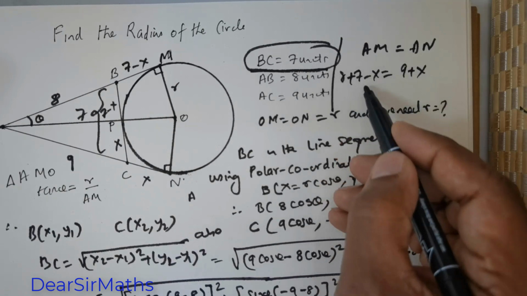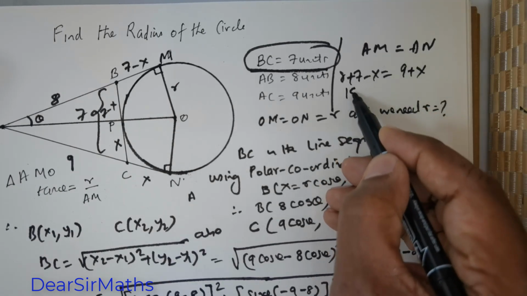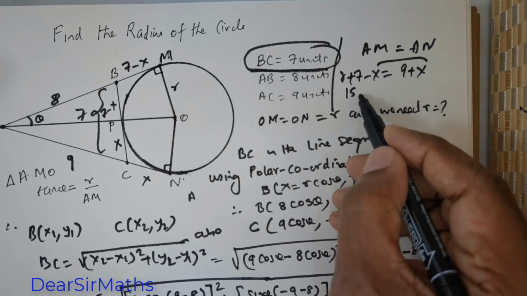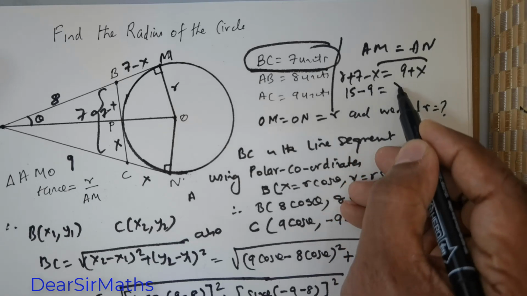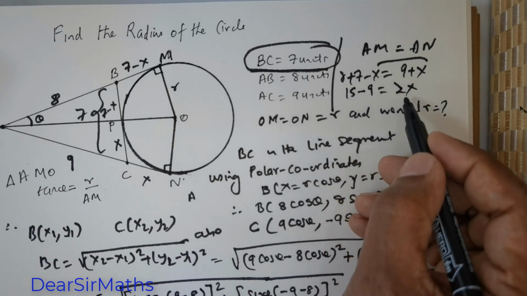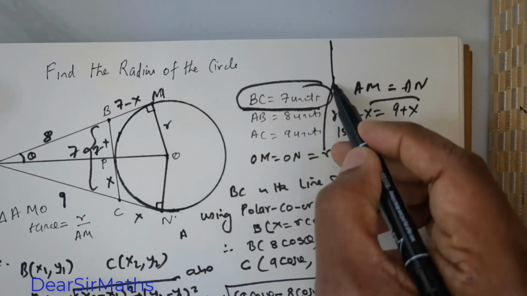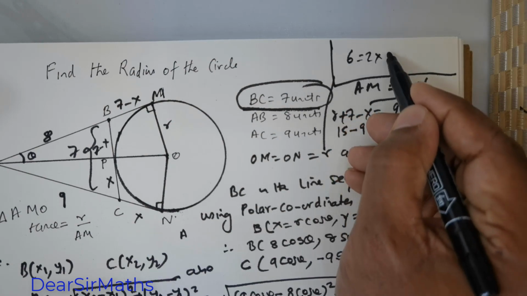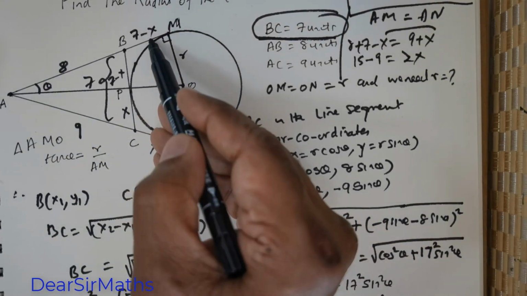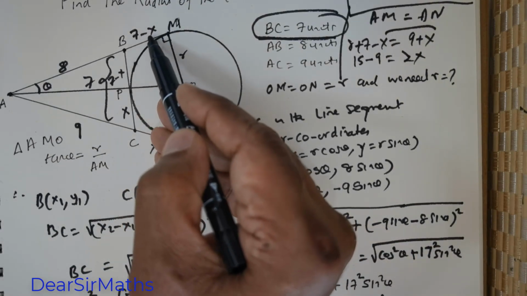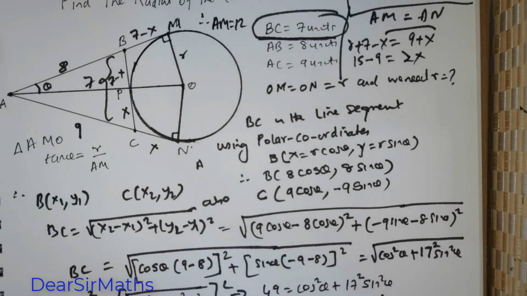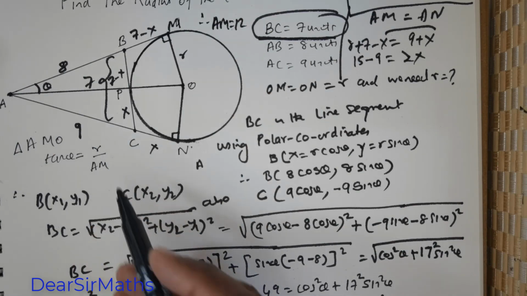So this is 15 minus x. Push this x to the other side. Bring this 9 to this side. So this is going to be 15 minus 9 is equal to x plus x. So that's going to be 2 times x. This is going to give me 6. So let me place that calculation here. So 6 is equal to 2x, therefore x is equal to 3. So x is equal to 3 means what is AM? From 7 you take away 3, you get 4. So AM from here is equal to 12 units.